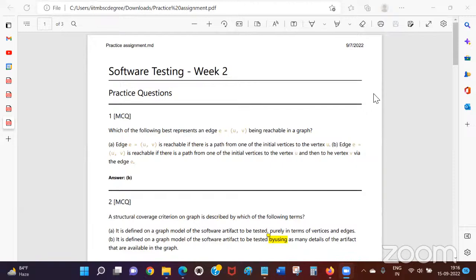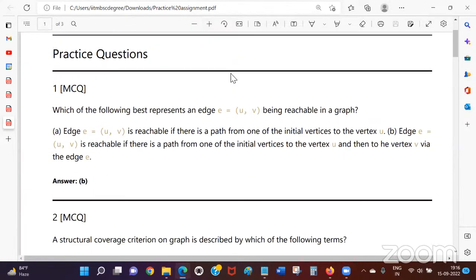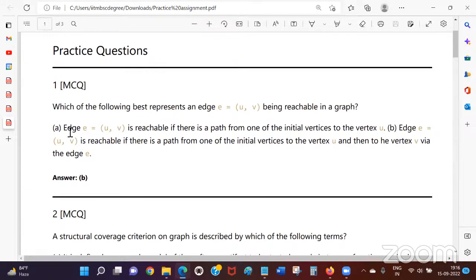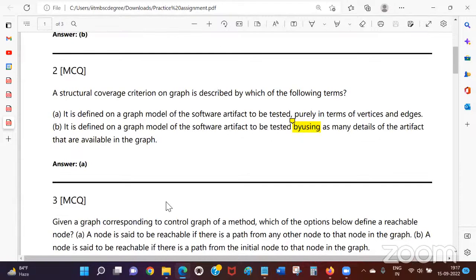The first is, which is the best representation that an edge is reachable? Our edge has the vertices u and v. So I think now it is visible, right? The first option says the edge is reachable if there is a path from the initial vertex to vertex u. No, it's basically both the nodes must be reachable from the initial node. So the B option is correct: the edge is reachable if there is a path from the initial node to the vertices u and v both.